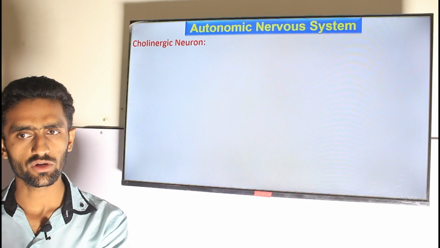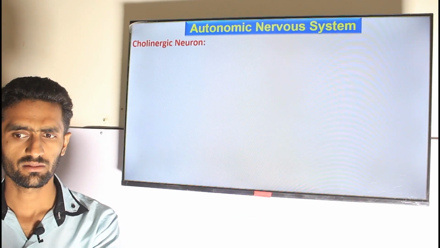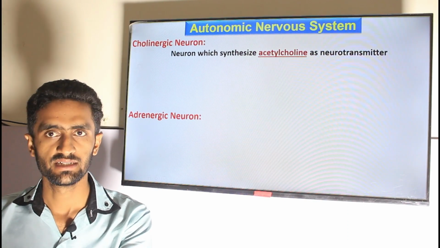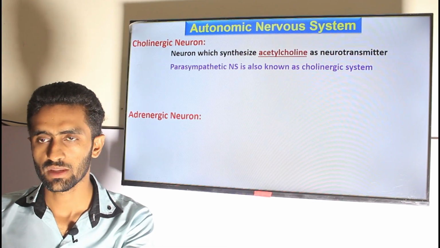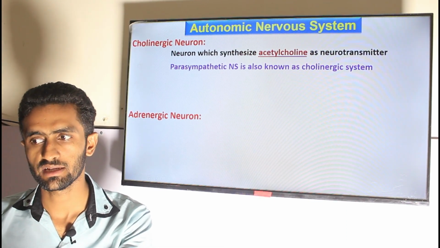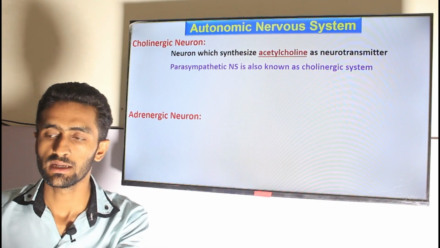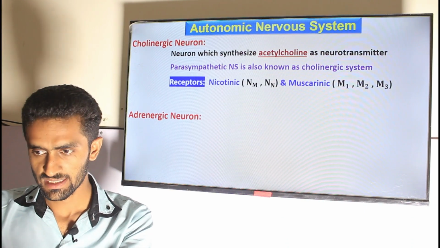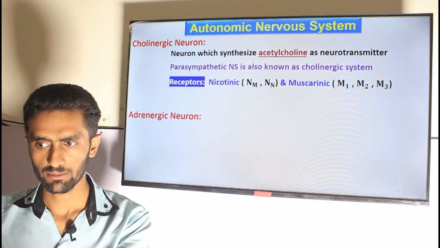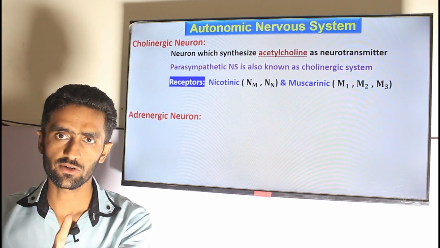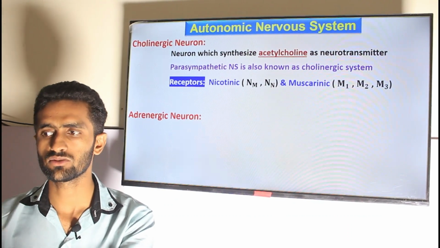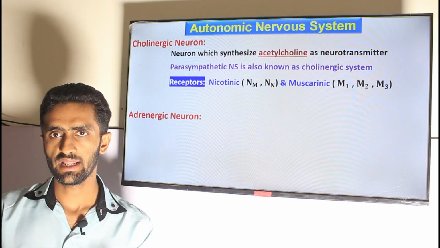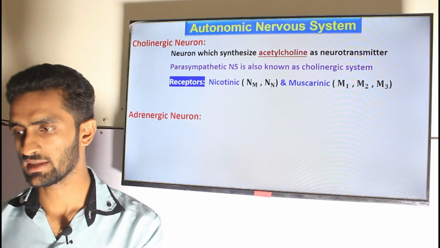So cholinergic neurons we have discussed, then the adrenergic. Cholinergic are those which synthesize and release acetylcholine, simple. Your parasympathetic nervous system is also known as cholinergic because they secrete acetylcholine. Receptors for the parasympathetic are of two types, nicotinic and muscarinic. In the muscarinic, there are five subtypes, while in the nicotinic, NM and NN, we are going to look at in the next slide.